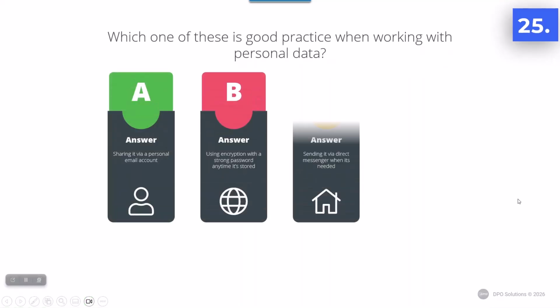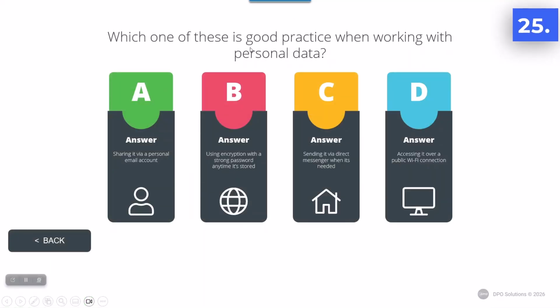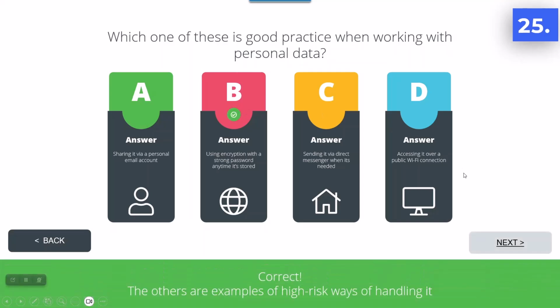Next, which one of these is a good practice when working with personal data? Is it A, sharing it via a personal email account? B, using encryption with a strong password anytime it's stored? C, sending it via direct messenger when it's needed? Or D, accessing it over a public Wi-Fi connection? The answer is B. The others are examples of high-risk ways of handling the issue.